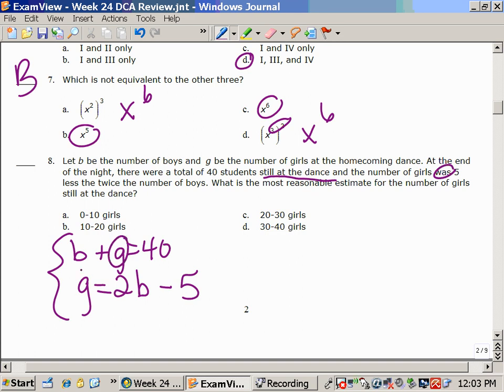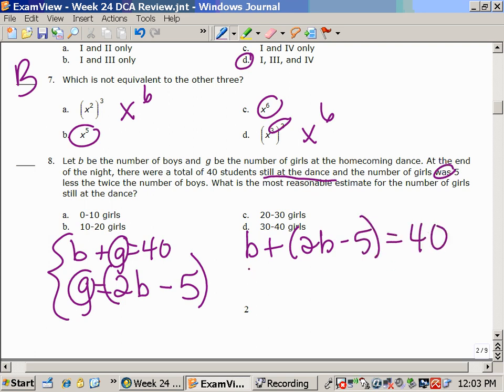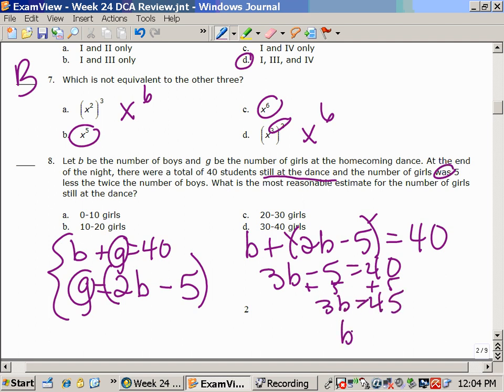So I'm going to circle the G's, and I'm going to plug in your 2b minus 5. So I get b plus 2b minus 5 equal 40. I can't distribute anything here, so I'm just going to drop my parentheses. b plus 2b is 3b minus 5 equals 40. Move the 5 to the other side. 3b is 45, and the number of boys is 15.